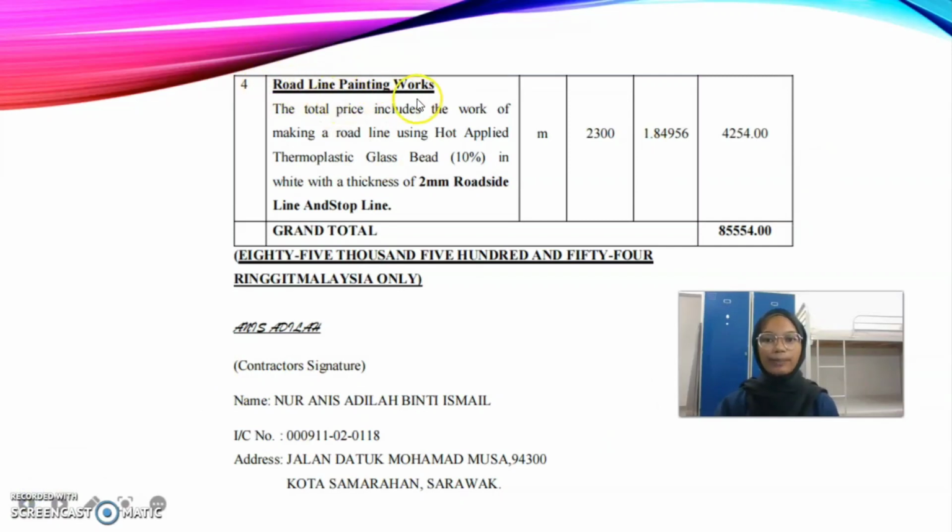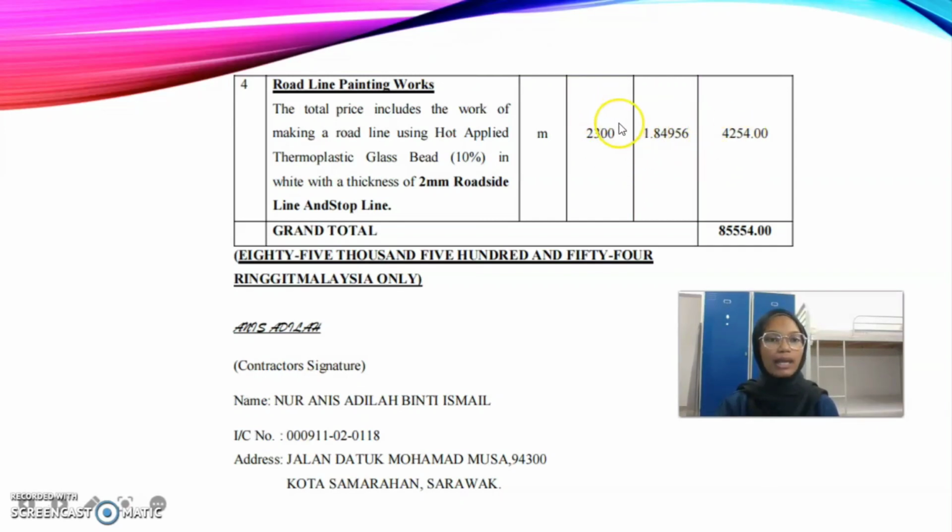Lastly is road line painting works. The total price includes the work of making a road line using hot applied thermoplastic with 10% glass beads in white with a thickness of 2 mm, roadside line and stop line. The unit is in meter and the quantity we need is 2,300. The price is 1 ringgit and 84 cent, and if we round it, it will get 1 ringgit and 85 cent.